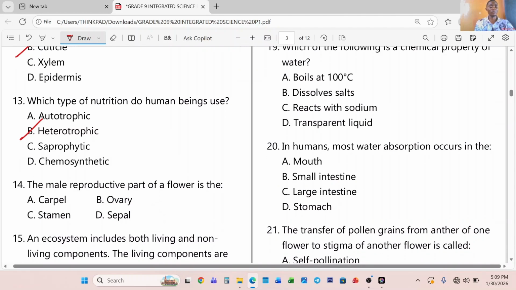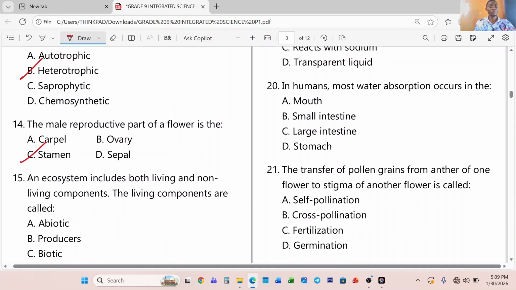Question 14. The male reproductive part of a flower is the. We have carpel, which forms the female part of the flower. Ovary is part of the female part of the flower. Then we have the sepals, which are the parts of the flower that protect the flower at its tender age. So the correct answer is stamen. Stamen is what forms the male reproductive part of a flower.